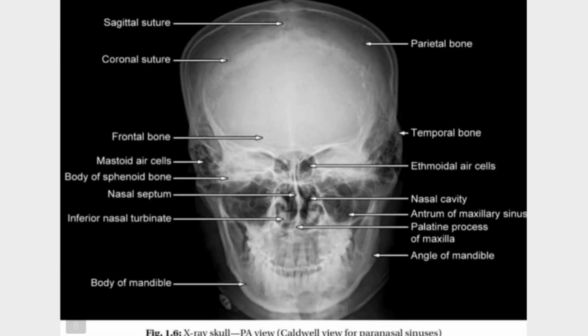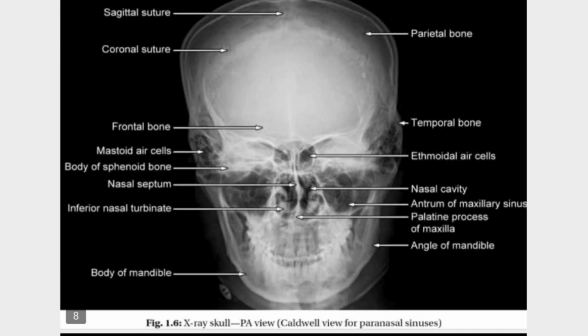This is X-ray of the skull PA, that is Cadwell's view of paranasal sinus. You already know paranasal sinuses have only three views: Waters view, Cadwell's view, and lateral view. Cadwell's view is also known as occipitofrontal view. Means you go and stand in front of a wall, attach your nose and forehead to the wall simultaneously. The view which you will get is Cadwell's view. Landmarks, read by yourself.